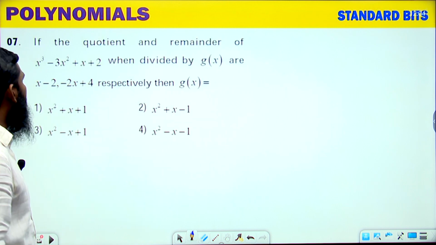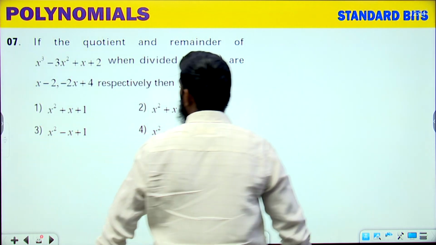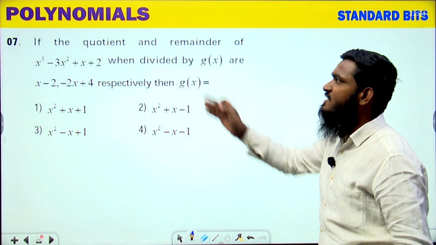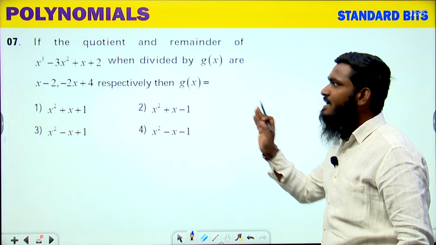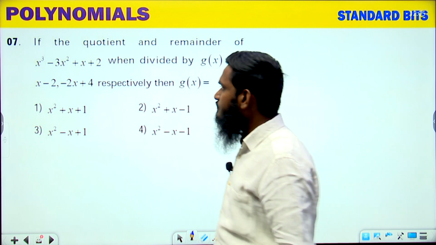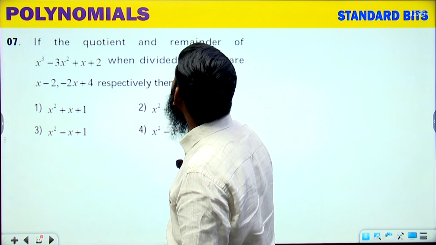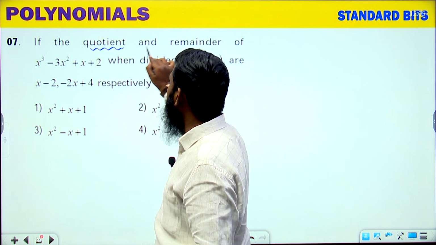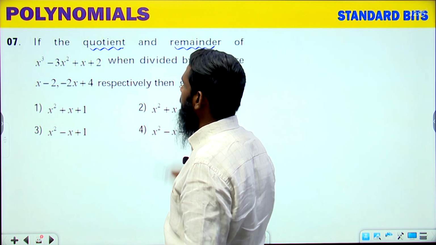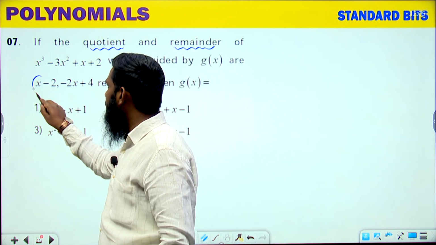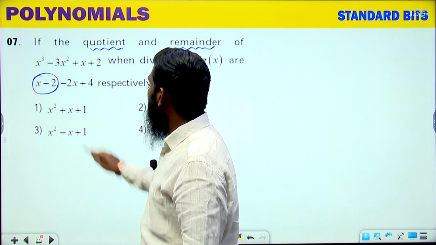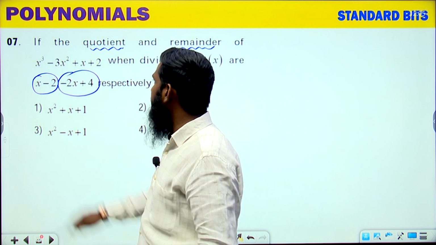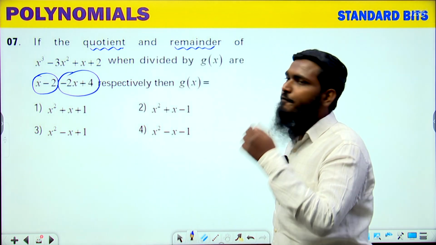Now let us go with the next question. If the quotient and remainder of x cube minus 3x square plus x plus 2, when divided by g of x, are x minus 2 and this part respectively, where this part is our quotient and this part is our remainder, then g of x is equal to.